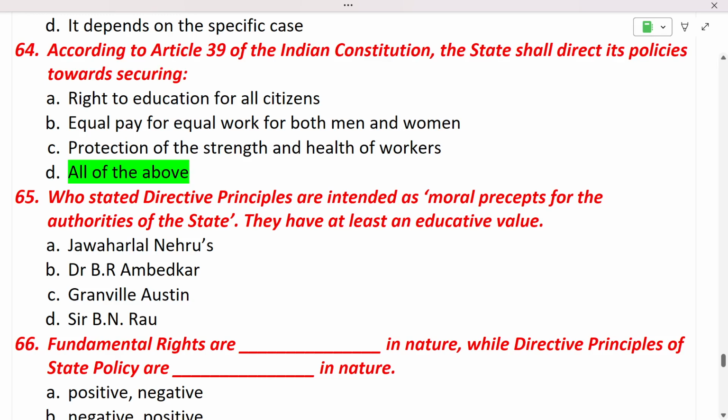Question number 65. Who stated directive principles are intended as moral precepts for the authorities of the state? They have at least an educative value. Option A, Jawaharlal Nehru. Option B, Dr. B.R. Ambedkar. Option C, Granville Austin. Option D, Sir B.N. Rau. So the answer is D.